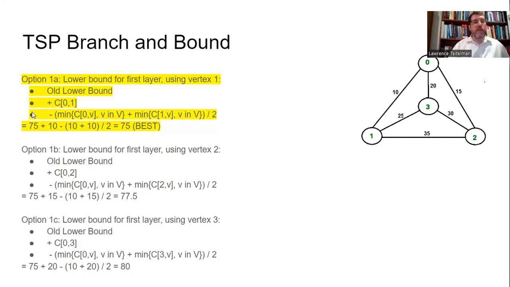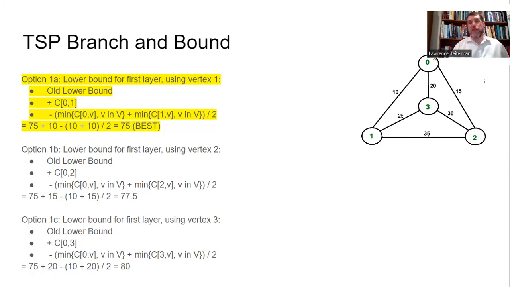So what does that come out to be? It comes out to be 75 for the lower bound, the edge from 0 to 1, and we subtract off the best edge going into 1 and the best edge going out of 1, which happens to be the same. So we divide that by 2 because we only need to subtract it off really once, and we get back to the same 75 that we started with. You'll appreciate this more when you see the other ones.